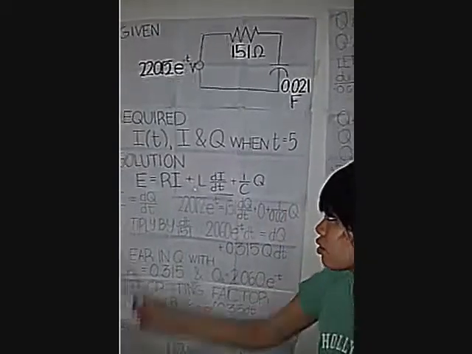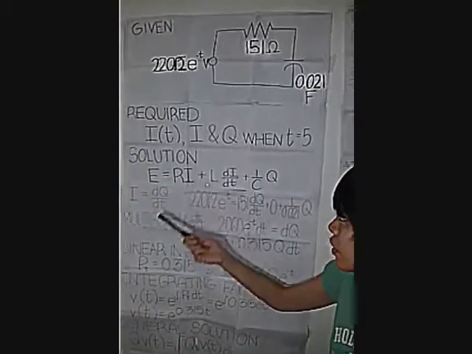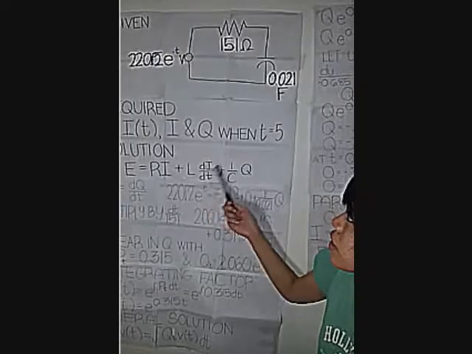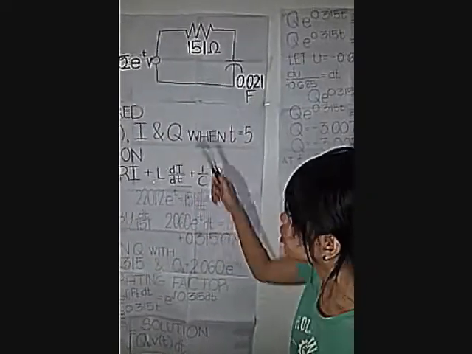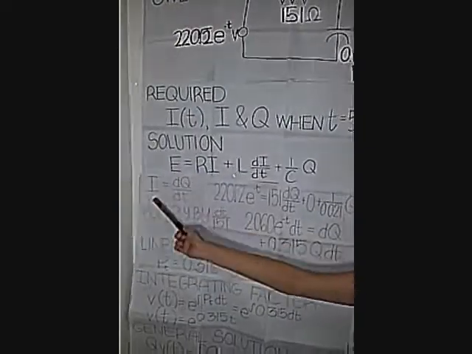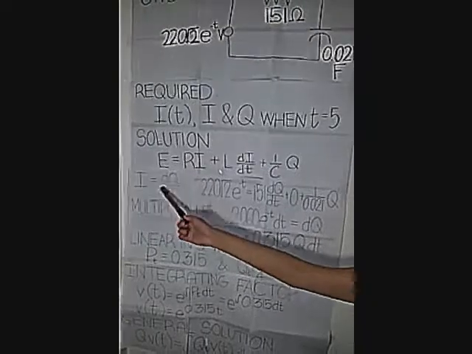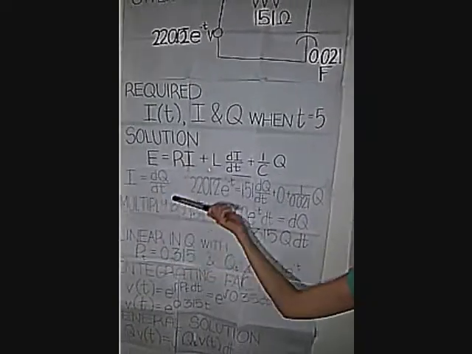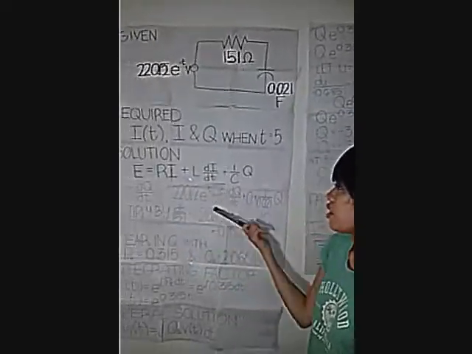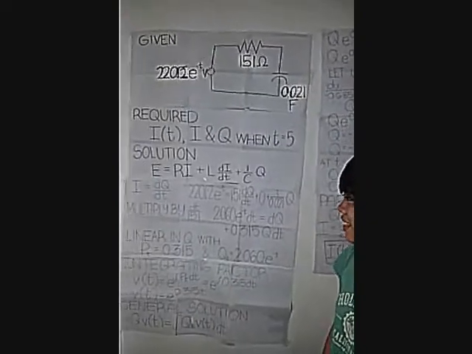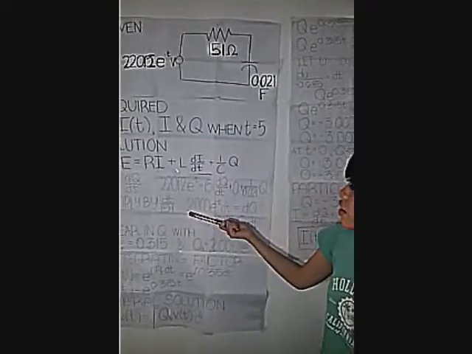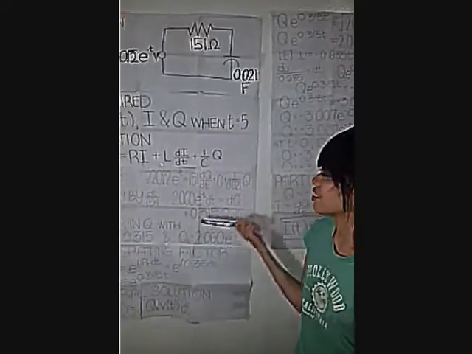Solution. Using the formula for the sum of the voltages in each component in a series circuit and being reminded that I is equal to the derivative of q with respect to t, we could evaluate the formula with this equation. We multiplied it by dt over 151, resulting to this equation.